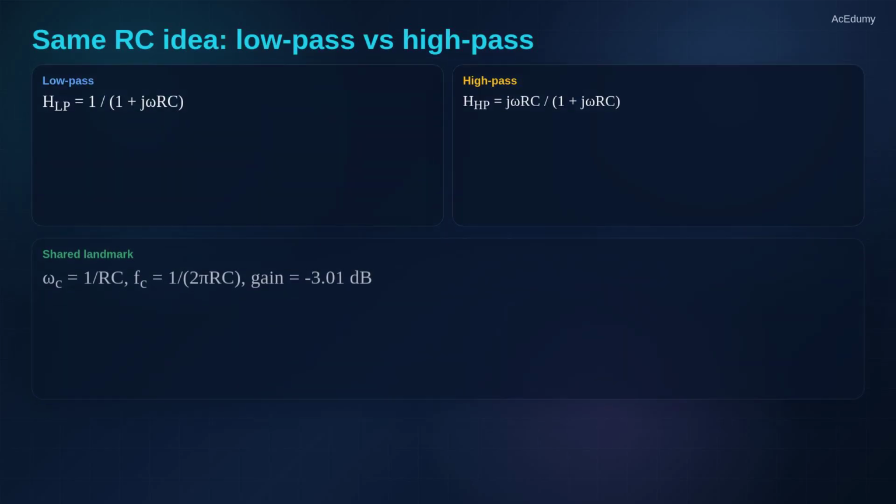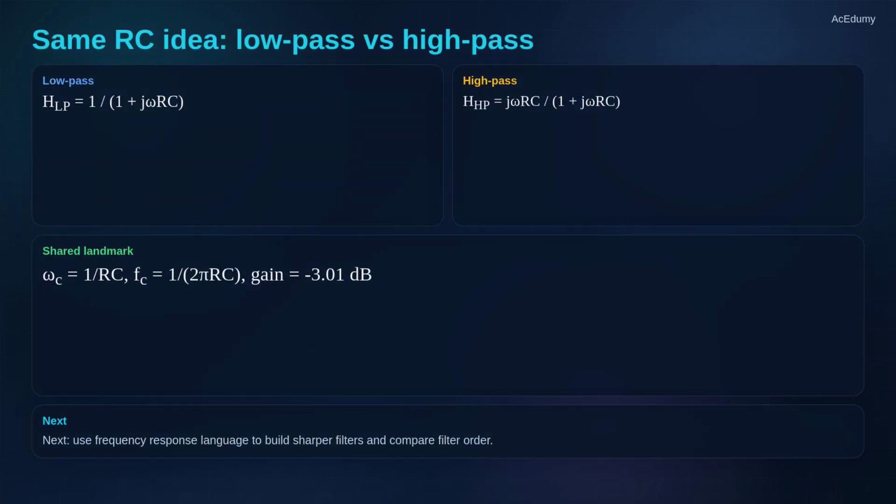Summary: low-pass and high-pass filters are frequency selectors built from the same frequency response idea. For first-order RC filters, tau equals RC, the cutoff is 1 over 2 pi RC, and the cutoff gain is -3 decibels. Changing the output node changes which side of the spectrum is kept. Next, we add a second energy storage element and meet bandpass behavior, resonance, and Q.